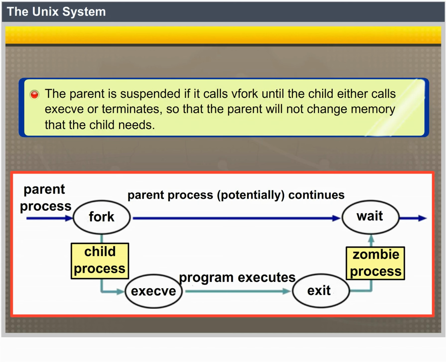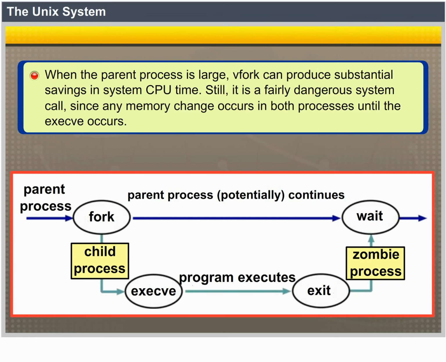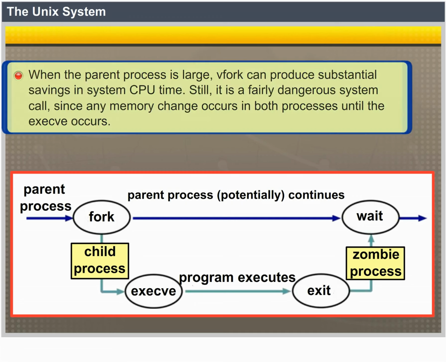The parent is suspended when it calls vfork until the child either calls execve or terminates, so that the parent will not change memory that the child needs. When the parent process is large, vfork can produce substantial savings in system CPU time. However, it is a fairly dangerous system call since any memory change occurs in both processes until the execve occurs.